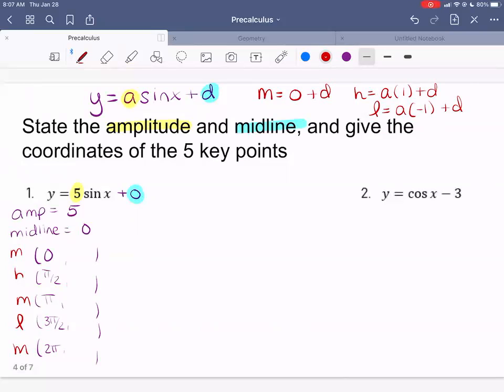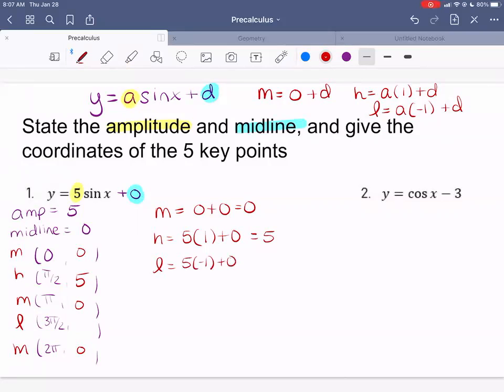So for number 1 here, our middle would be 0 plus 0, which is just 0. So at all of these middles, I can fill in the 0 for that second coordinate. Our high is going to be 5 times 1 plus 0, which just gives us 5. And then our low is going to be 5 times -1 plus 0, which will give us a -5. And those are our 5 key points. We need to make sure that we're finding the middle, the high, and the low.